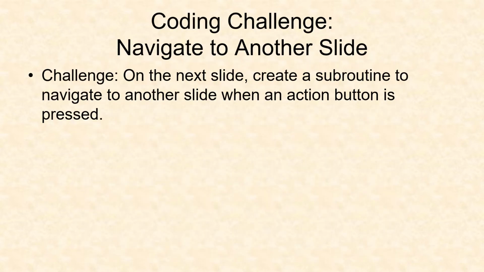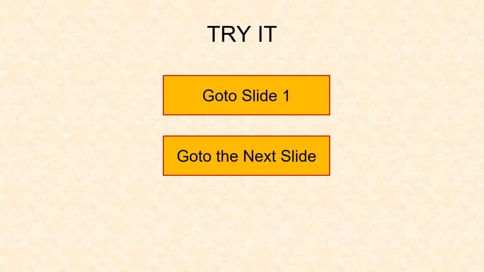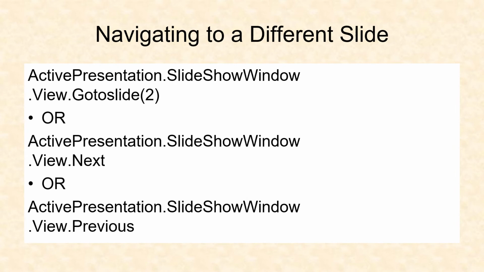For our second coding challenge, let's use an action button to navigate to another slide. In the PowerPoint file that accompanies this lesson in Blackboard for our course, you'll find the slide looks like this. We're suggesting that one button will navigate us to slide number 1 or some other slide number, and then another button to navigate us to the next slide in sequence. So what coding will we use on the VBA editing screen in order to make these things happen?